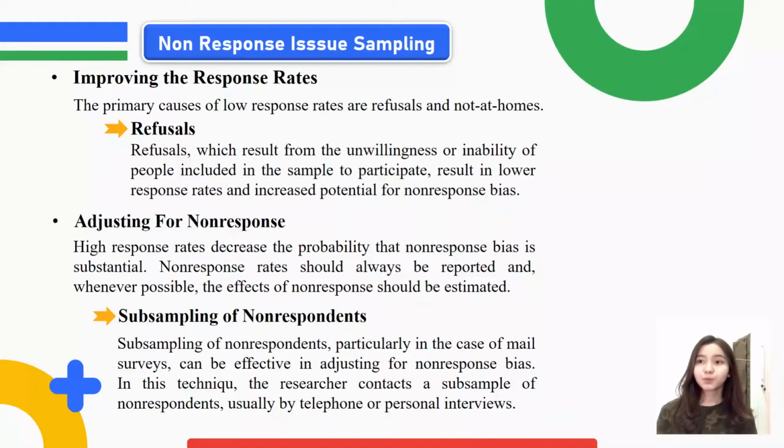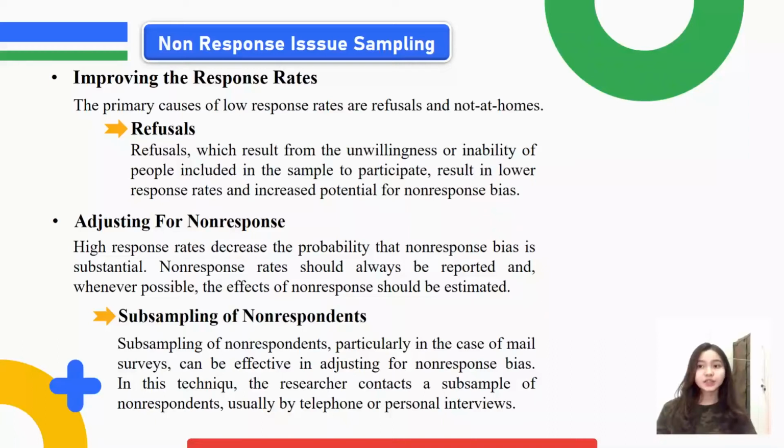The first one is improving the response rate. The primary causes of low response rates are refusals and not-at-homes. Refusals, which result from the unwillingness or inability of people included in the sample to participate, result in lower response rates and increased potential for non-response bias.